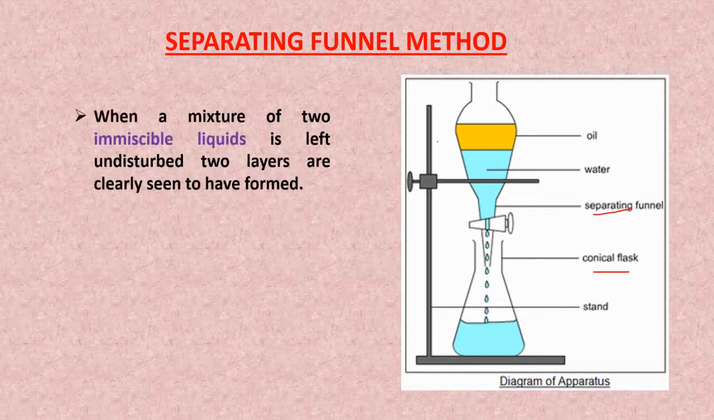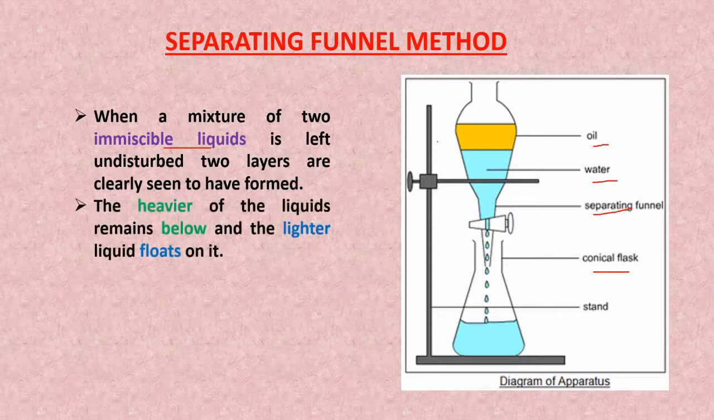When a mixture of two immiscible liquids is left undisturbed, two layers are clearly seen to have formed. Over here two immiscible liquids are taken. Immiscible means insoluble liquids. These liquids do not mix with each other. Over here oil and water are taken. These are two immiscible liquids which do not dissolve with each other. After some time, when they are left undisturbed, two layers are seen to have formed. The heavier of the liquids remains below and the lighter of the liquids floats on it.